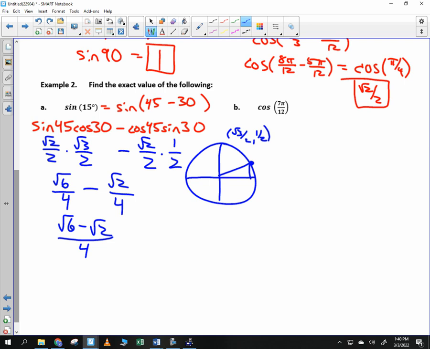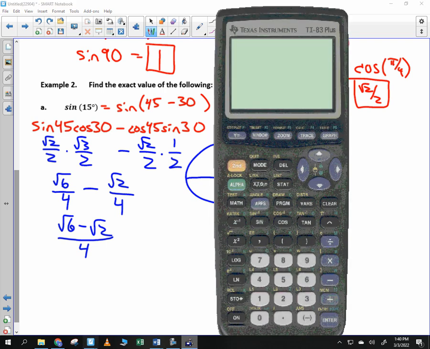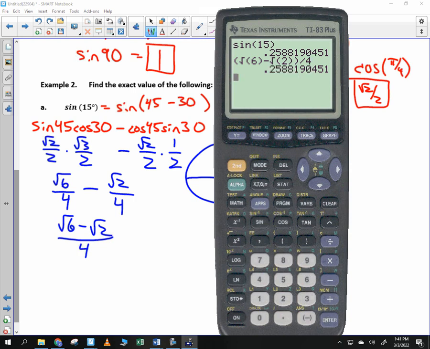Take out your calculator. So I'm going to go ahead and type in sine of 15. And I get that. And notice if I take parentheses, the square root of 6 minus the square root of 2, and then I'm going to divide it by 4. That ain't no estimation, is it? That's the exact value.